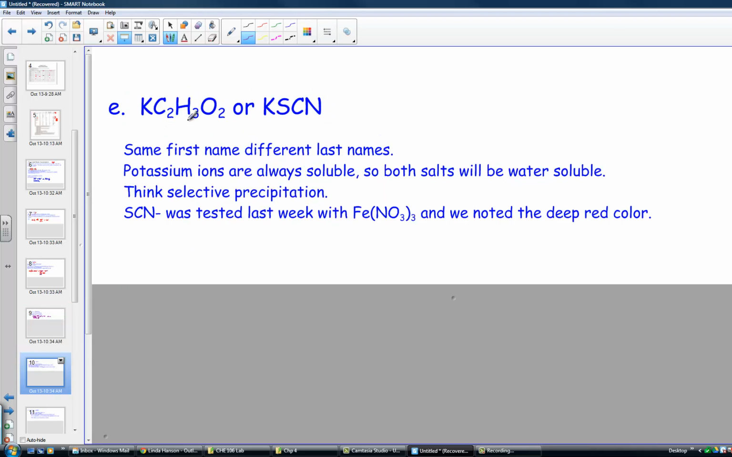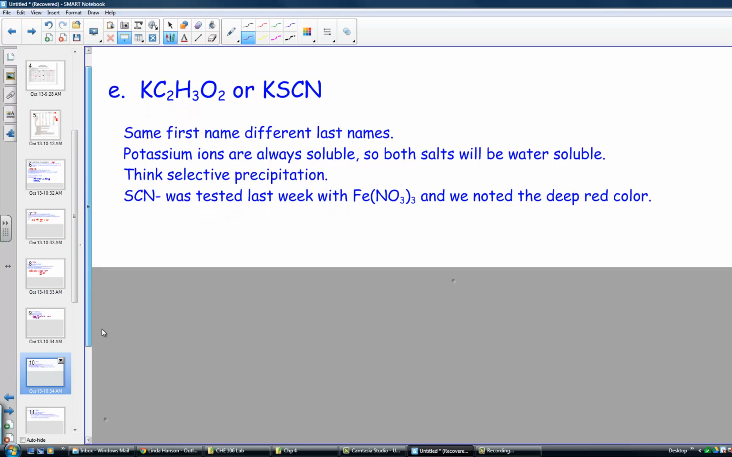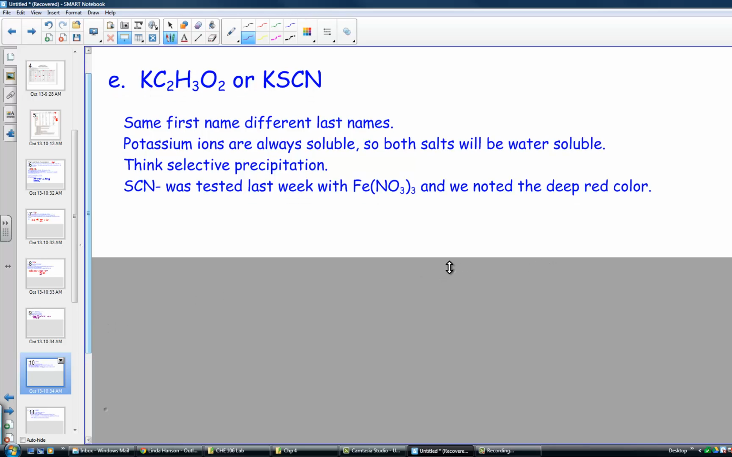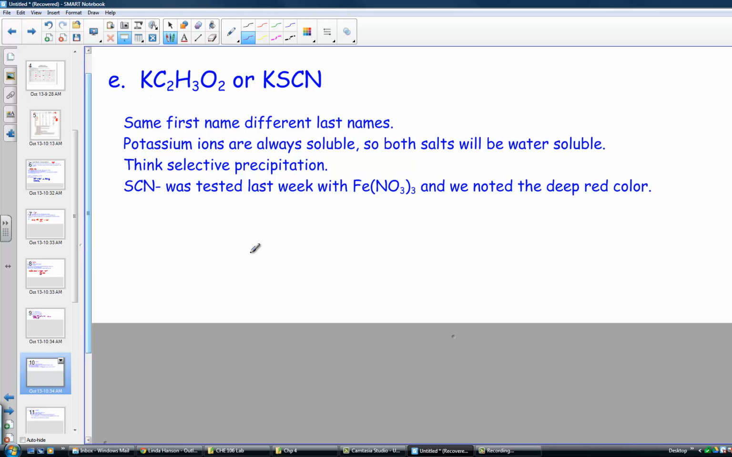How about potassium acetate or potassium thiocyanate? This is letter E. And here I'm reminded of a spot test plate from a previous lab. This is a lab from a couple weeks ago. We have the same first name, so that's off the plate. They're both water soluble, so I can't just simply dissolve and make an observation as in the last lab.